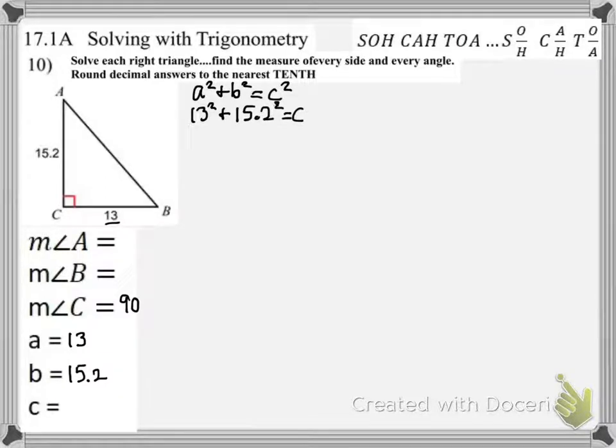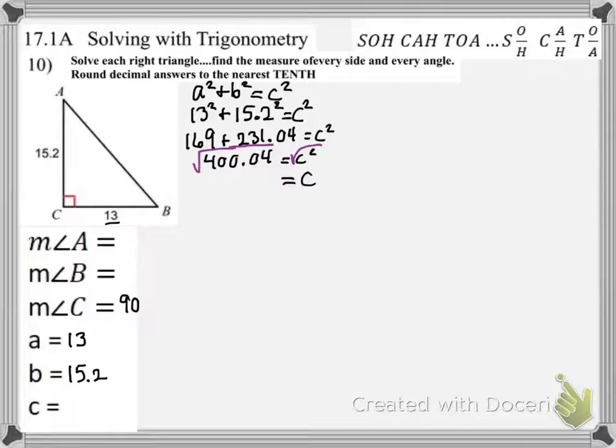So I know 13 squared is 169. I used my calculator to figure out that 15.2 squared is 231.04. And that is equal to c squared. Add those up, I have 400.04 equals c squared. We need to square root both sides. And I know we talked about this in the previous video, but when it's the side, you don't need to deal with plus minus on it.